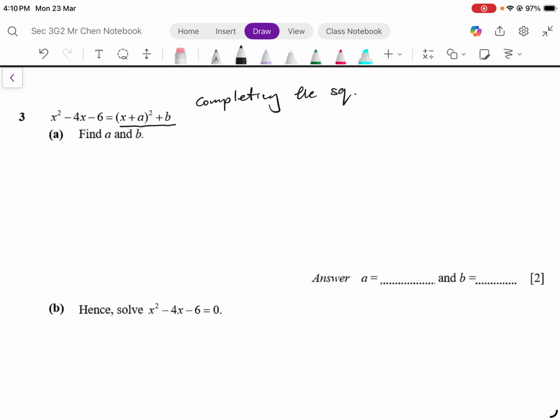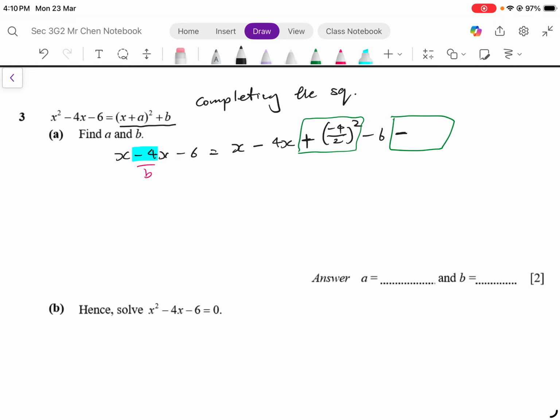Okay, so this is your completing the square formula. So x squared minus 4x minus 6. What we want is this. This is your b. So what we will have is x squared minus 4x plus, always plus, minus 4 divided by 2 squared. Then minus 6, then you minus off, because whatever you add here, you need to minus off. So you get minus 4 over 2 squared.